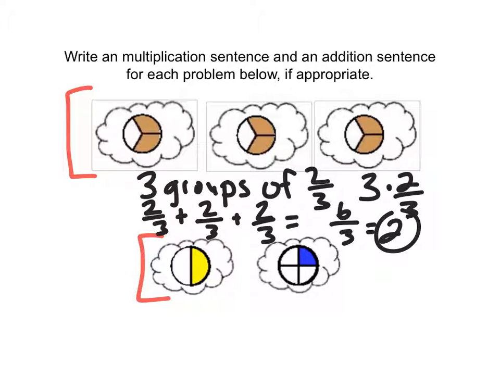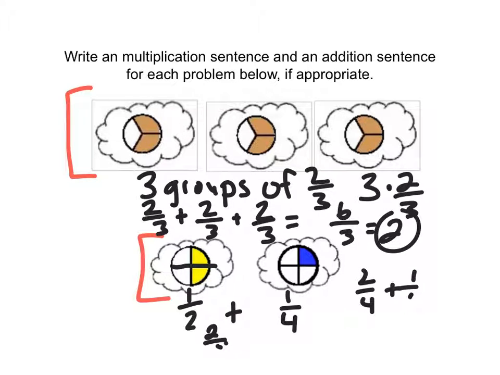On the second one, we don't have equal size groups. We have one group that's a half and one group that's a fourth. So we could say 1/2 plus 1/4. We could even break up that half and make it into 2/4. But there is no way that we could write that problem with the way that it's drawn as a multiplication problem because we have different sized groups. So in this one, we couldn't write a multiplication problem, but only an addition problem, and it would be 3/4.